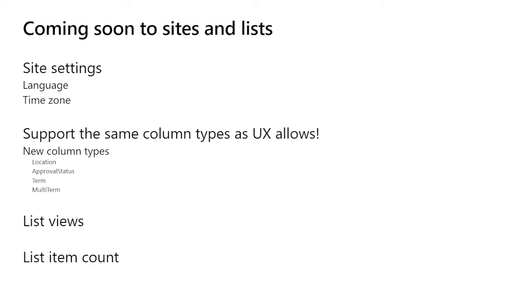In sites and lists, this is a very core area for SharePoint, obviously, and it's one that we've had a little bit less coverage of in the past. And so there are a few areas that we really want to enhance. Number one, we're bringing the localization settings for sites to the API. So you'll be able to get the language and time zone associated with a site, so you can do localization and really target your content and your application better.